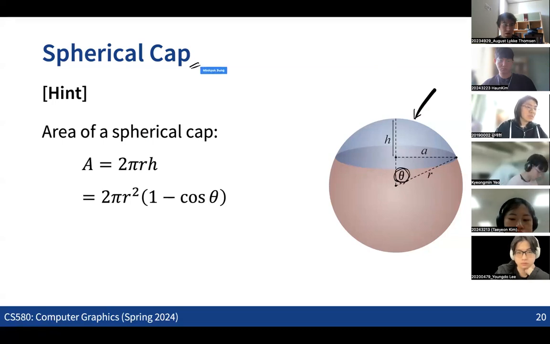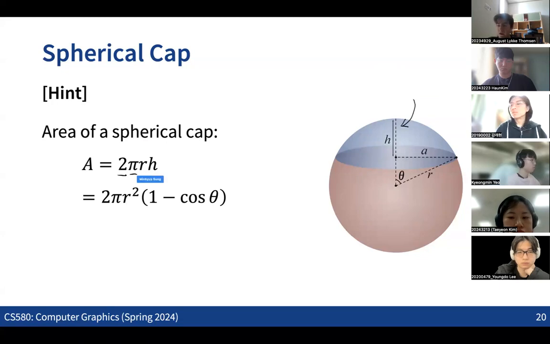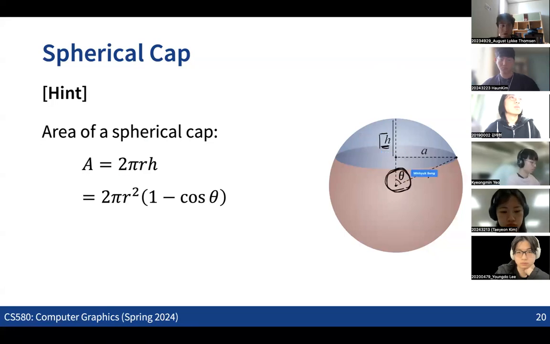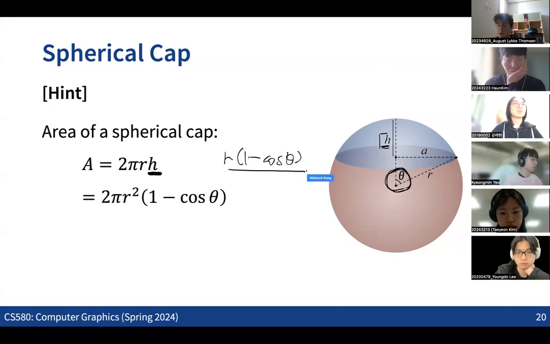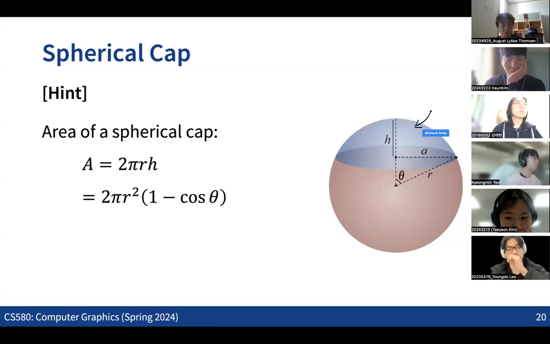So if I give you some kind of hint in terms of how we can calculate all the things, the area of this spherical cap can be calculated as 2πRh. Here the h is this length. And since we have the angle theta here, the radius of the cone, you can see that h is the same as r(1 - cosθ). Then we can see that the area of the spherical cap becomes this, right?